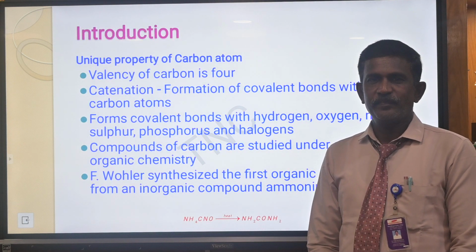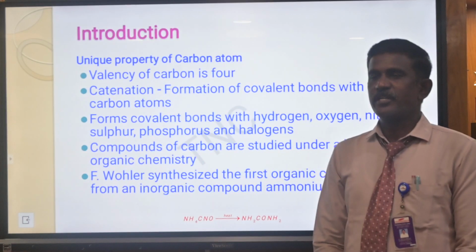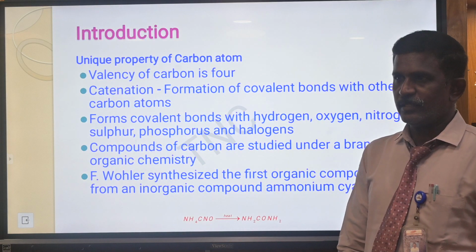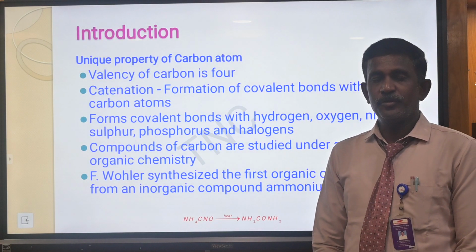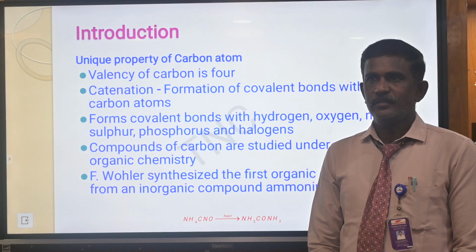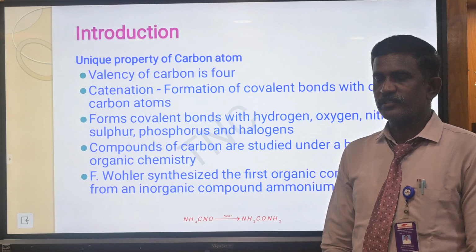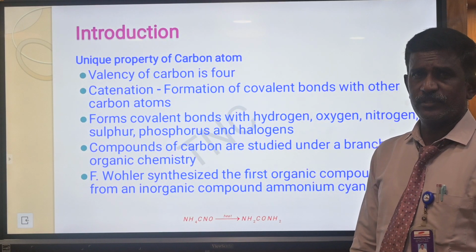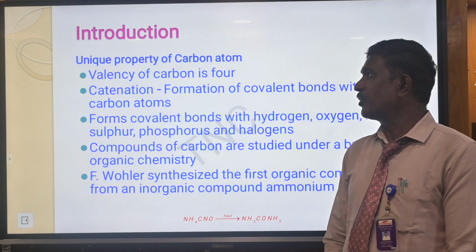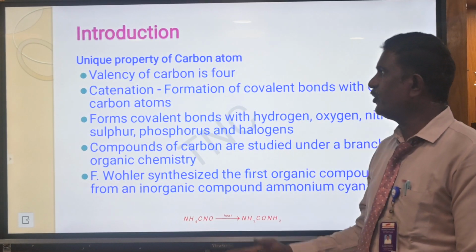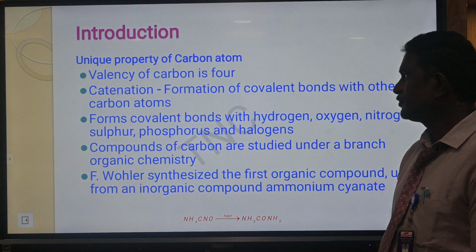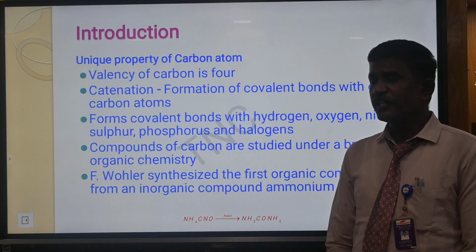Organic chemistry is the chemistry based on carbon compounds. Carbon itself can generate a huge number of molecules, so that's why under a separate division we are studying carbon based compounds. Why can carbon generate a huge number of molecules? It's because of the unique nature of the carbon atom. Carbon has a valency of 4 and it has a catenation property.